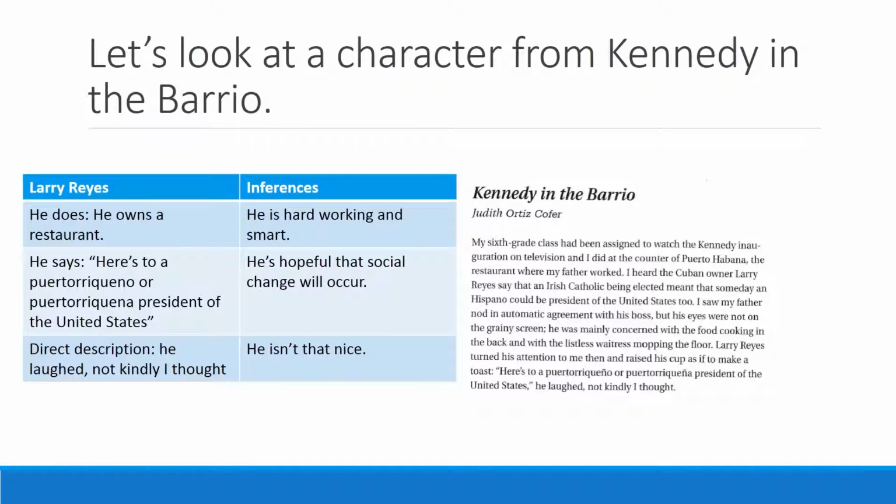But then if we read her direct description of how he said it, he laughed, not kindly, I thought. So maybe he isn't that nice. When he says those words about being president, he might just be making fun of the narrator, and she doesn't seem to like him. So an inference we could make is that he's actually not that nice.